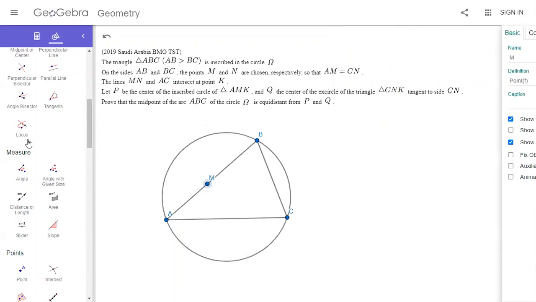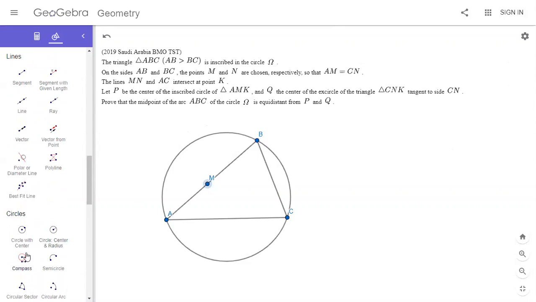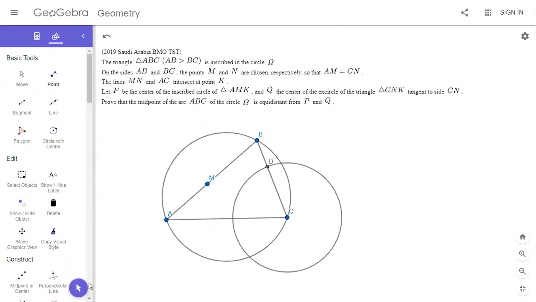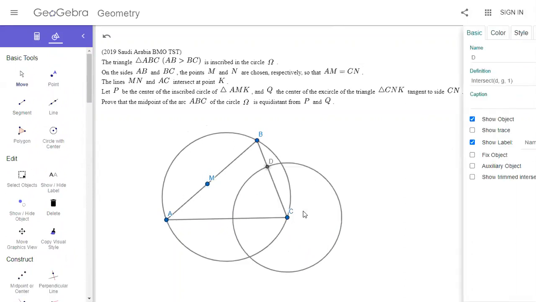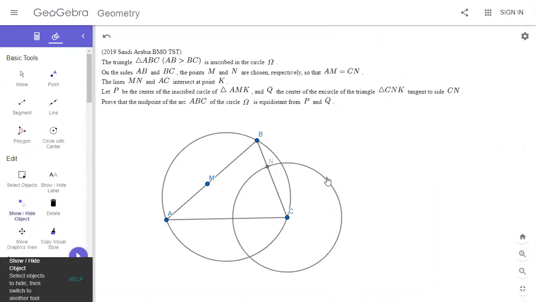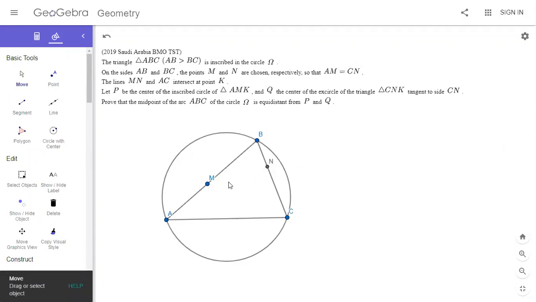All right. Use the compass tool there. That's a fun tool in GeoGebra. AM equals CN. MN and AC intersect at K.